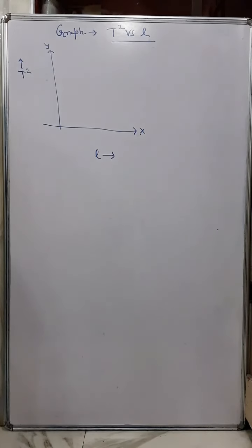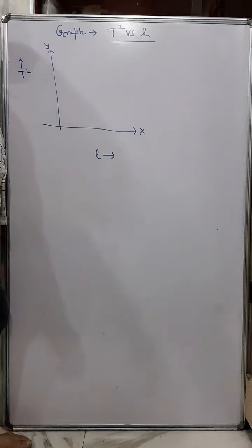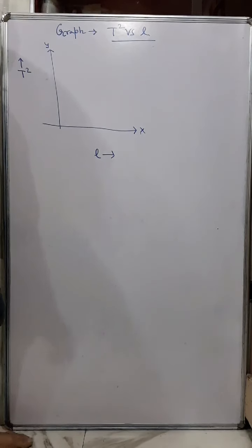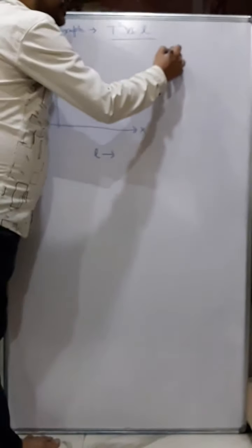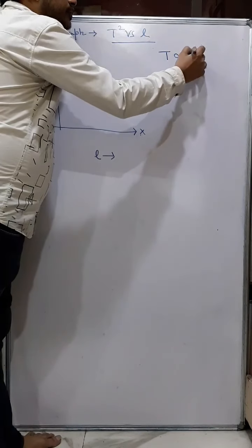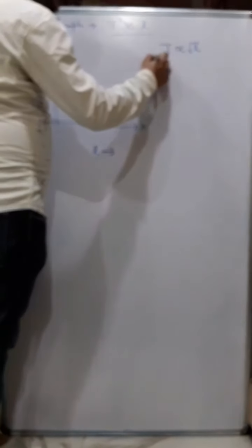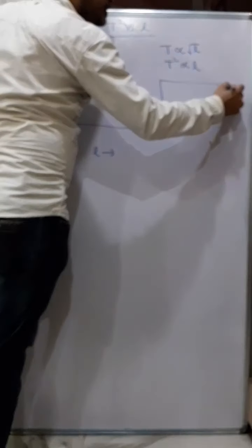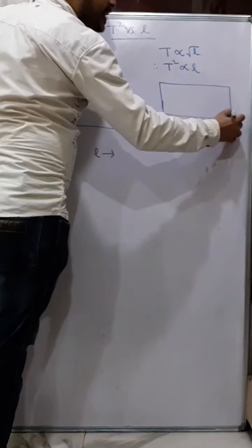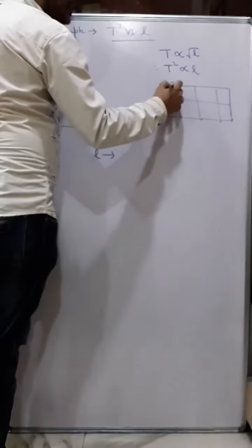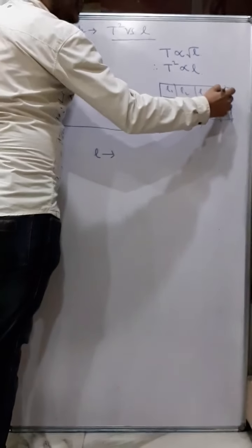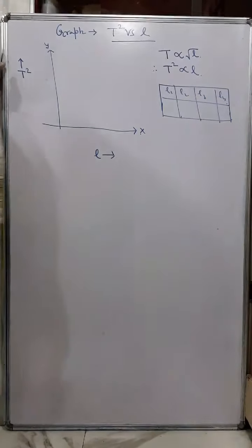Okay, now we'll understand the graph of T square versus L. Just now we have seen that the time period is directly proportional to the square root of L, and therefore we can also say that T square is proportional to L. Now if I take pendulums of different lengths, so this is L1, L2, L3 and L4.